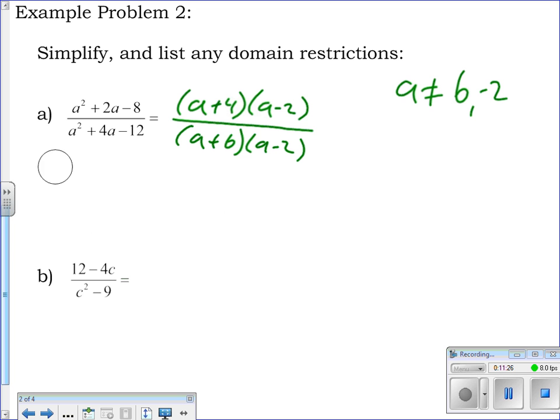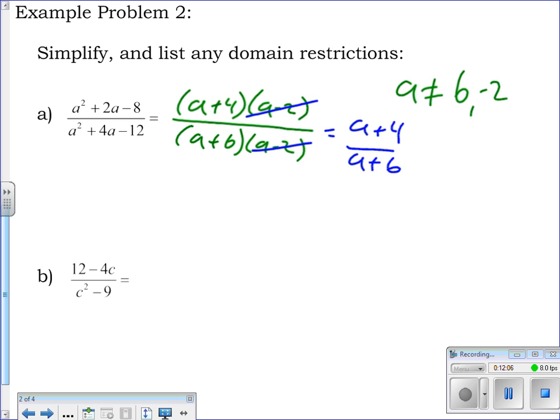So when I have this, what do I cancel? I cancel things that are multiplied. This is A plus 4 times A minus 2, A plus 6 times A minus 2. My factors, the things I'm multiplying, that are in common, are the A minus 2s. That's what reduces. My factors are what I cancel. So my answer is A plus 4 over A plus 6. That cannot be reduced anymore. You can't go, oh, there's an A in the numerator and an A in the denominator.